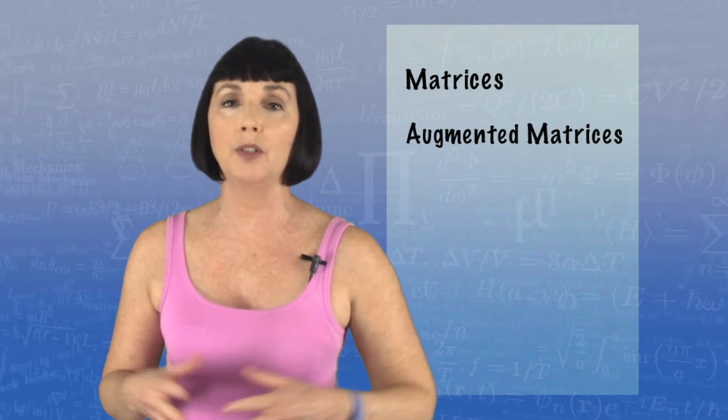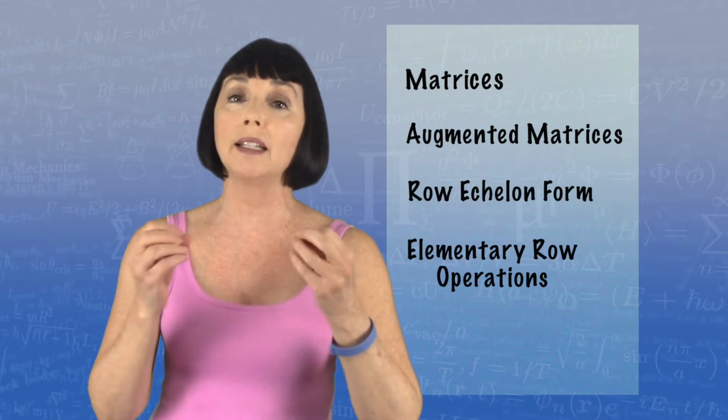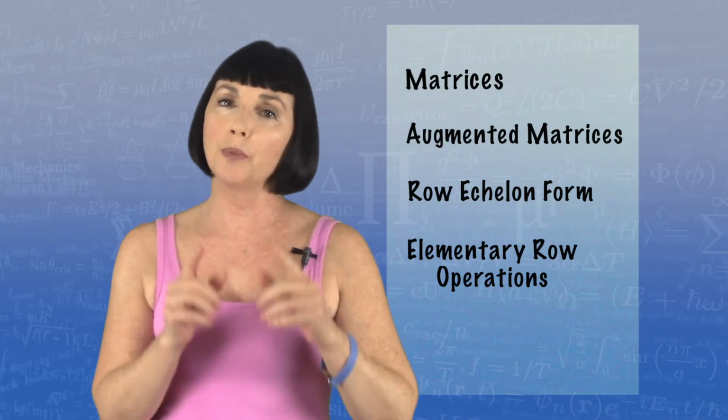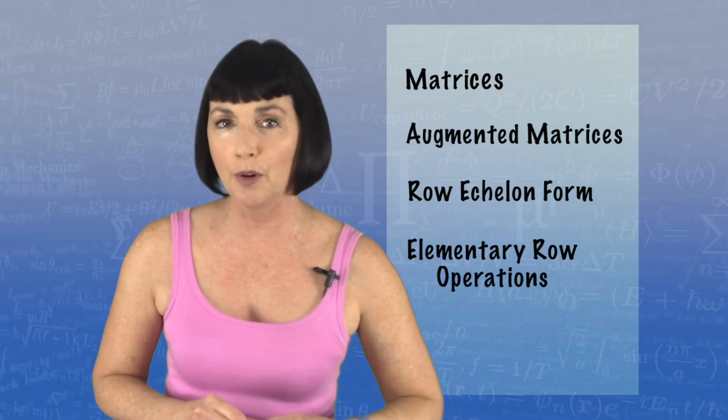Probably the easiest way to understand the Gaussian elimination method is to see an example, so let's do that. Now remember, we have Math Bytes videos on matrices, augmented matrices, row echelon form, and elementary row operations. So be sure to take a look at those if you need a refresher.